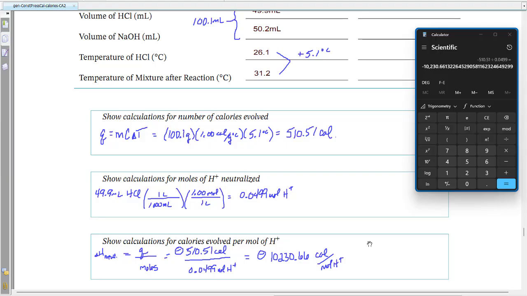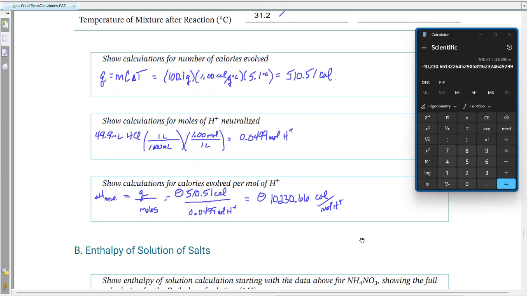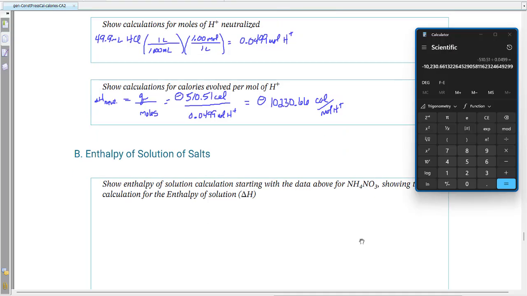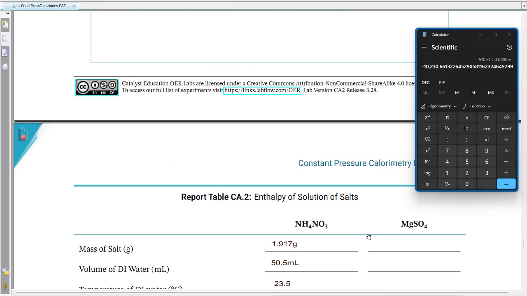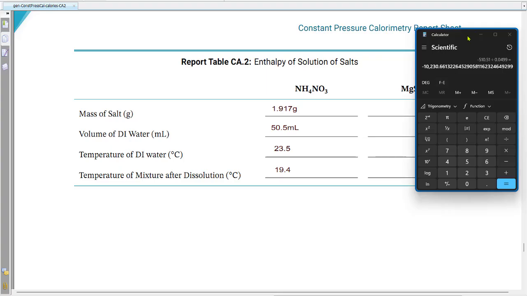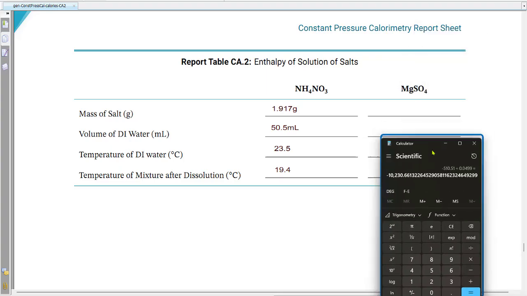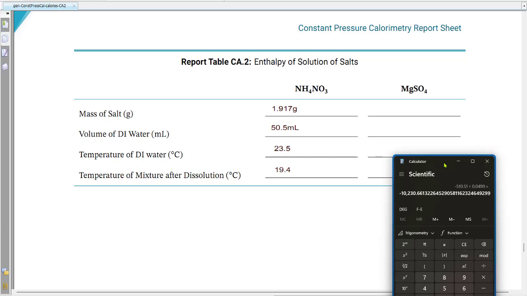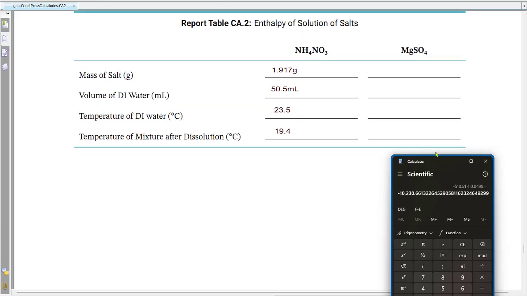We're going to use a similar method as we go into part B. Now, part B is dissolution of salts. Now, you'll see I didn't put in my magnesium numbers over here because I wasn't going to do this twice. It's just an example, right?